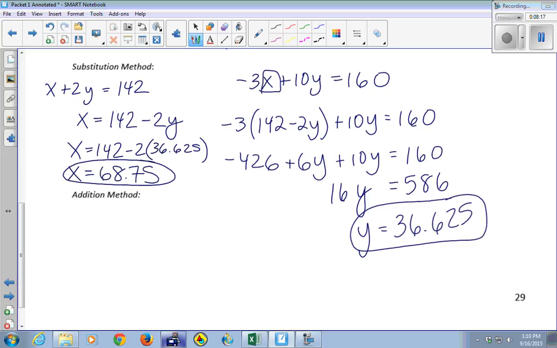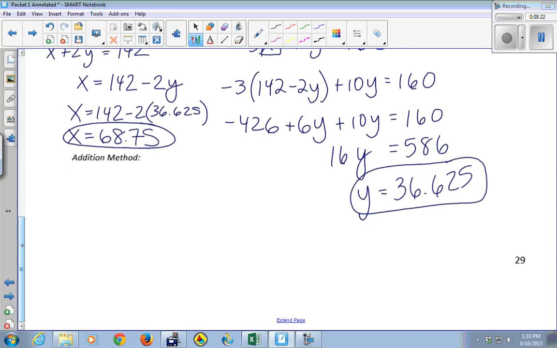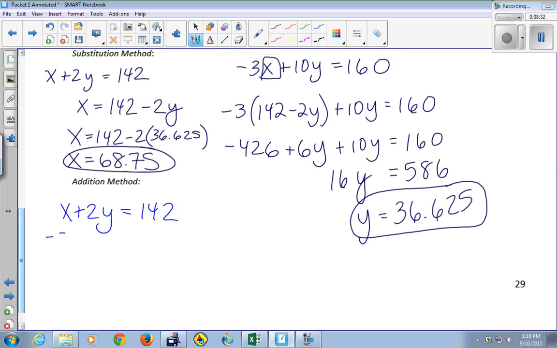All right, so our other method is the addition method. You may also know it as the elimination method. I'm going to copy down my two equations. x plus 2y equals 142 and negative 3x plus 10y equals 160. All right, so we have to choose a variable that we are going to eliminate. So the goal is that we're going to add the two equations together and get one of the unknowns to cancel. All right, so which variable, which unknown do you want to eliminate?